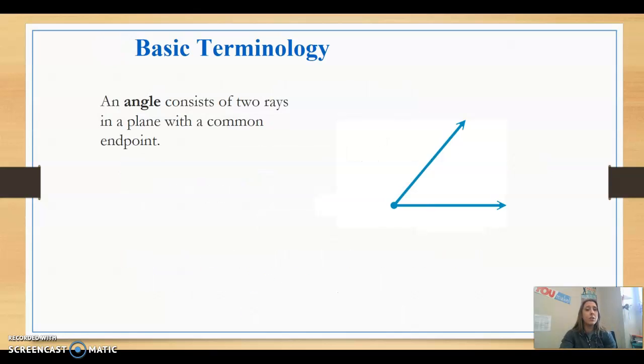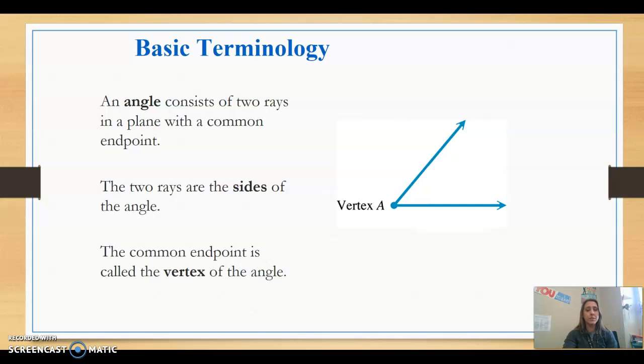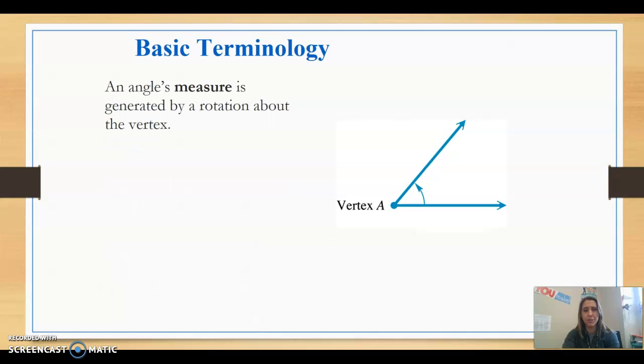All right, so we have an angle, which consists of 2 rays with a common endpoint. The 2 rays are the sides of the angle. And the common endpoint is called a vertex. So make sure you hit pause and get that in your notes. I would definitely draw some pictures.